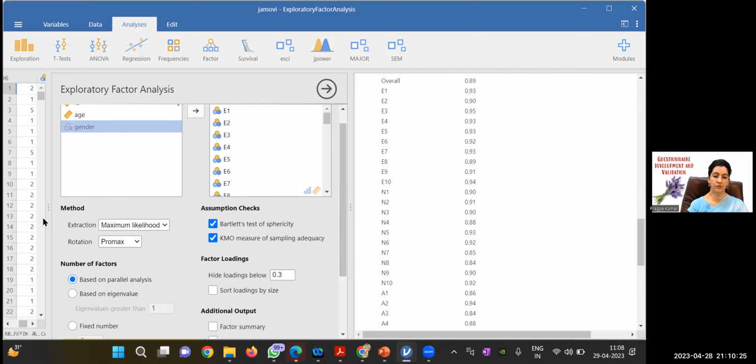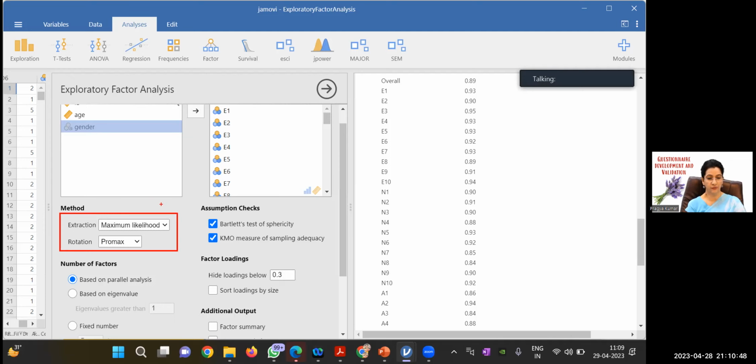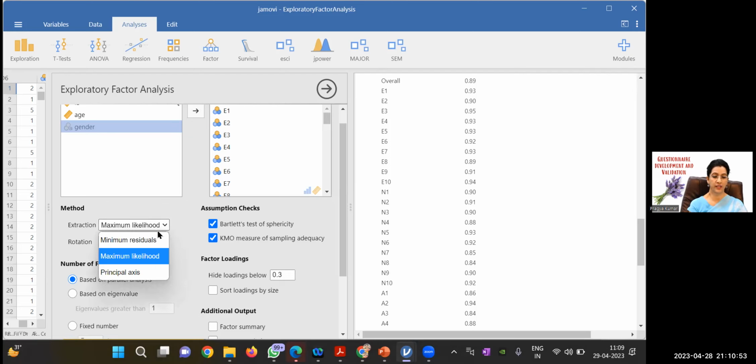Now coming to these options, can you say there is a method of extraction here? There is a method of extraction. And there is a method of rotation, which one participant asked regarding that factor loading, rotated factor loading. So if you see the method of extraction, if you click down, there is a principal axis, there is a maximum likelihood, and there is a minimum residual. So we mostly use the principal axis, and we can use maximum likelihood also.